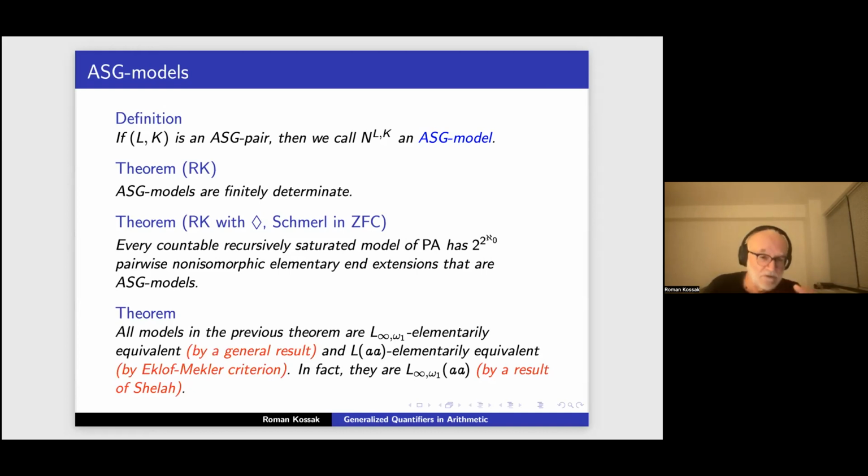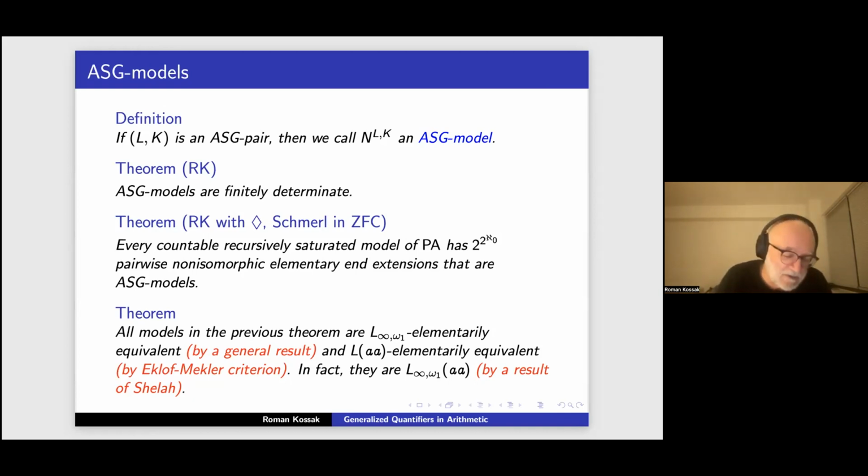So from this follows the next theorem. These models, this great family of non-isomorphic models, are L infinity omega 1 elementarily equivalent by the general result that I mentioned earlier. But also, because they are finitely determinate, they are LAA elementarily equivalent by the Ehrenfeucht-Mostowski criterion. Then I mentioned this result at some conference to Shelah, who was interested. He said, oh no, you can do much more: you can put together L infinity omega 1 and add the stationary quantifiers, and these models are in fact L infinity omega 1 AA elementarily equivalent. I think this is a very nice result.